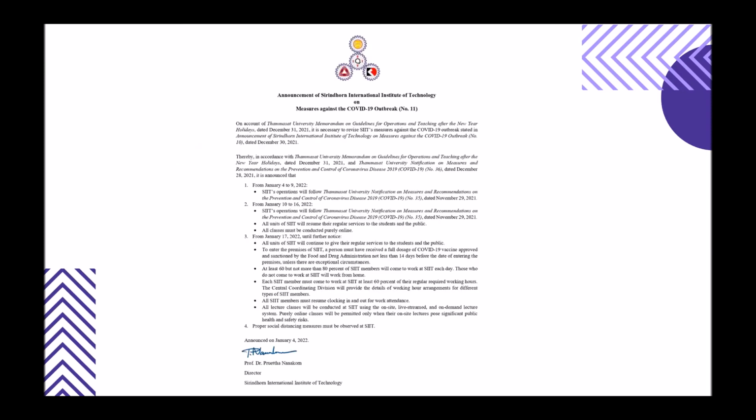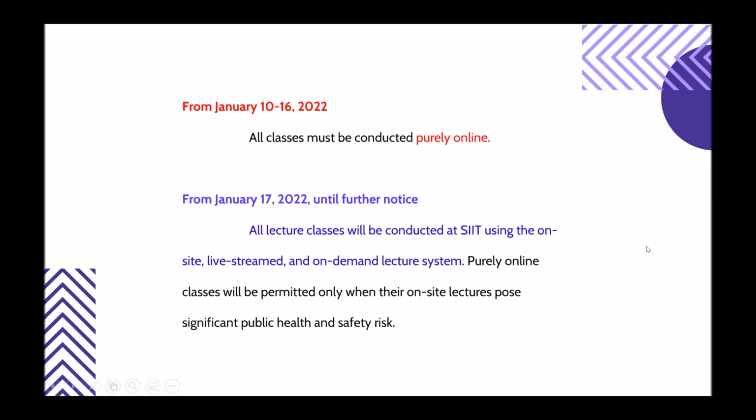All right. And this is the updated information that was announced today, just 2 hours ago, regarding the regulations and classes for the second semester. Let's go to the next slide. I would like to focus on classes for you guys. Classes will start on the 10th of January, next Monday. So next week, from the 10th until the 16th of January, all classes will be conducted 100% online for the first week. And then from the 17th onwards until further notice, it is possible that classes will be hybrid.